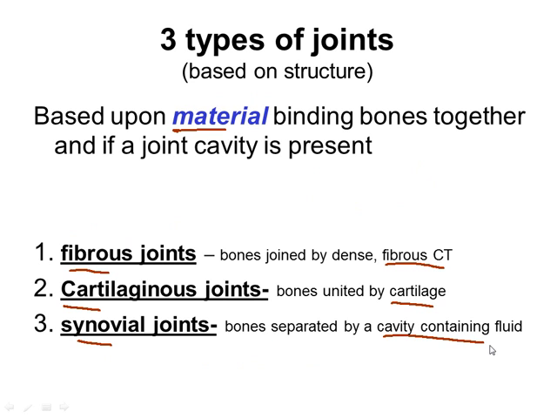A synovial joint, here's a bone. Here's a bone. And there's basically a sac of fluid between those bones that allows those bones to move against each other. Most of your joints are synovial joints. Like I said, any ones that you can crack or pop are synovial joints.